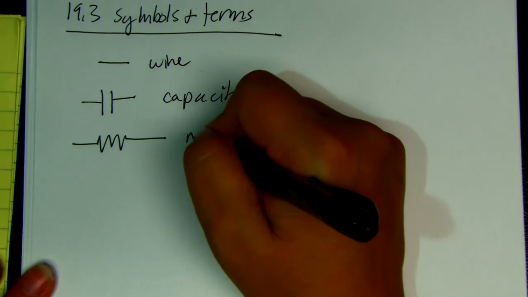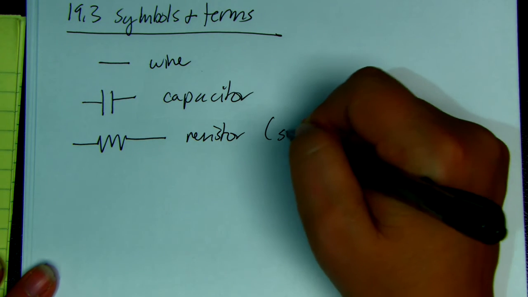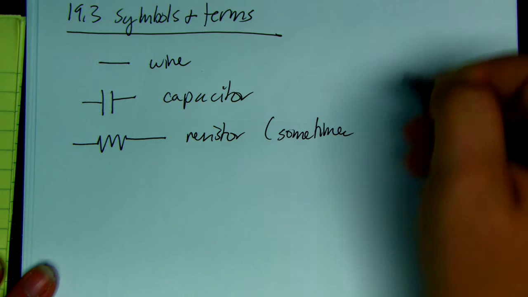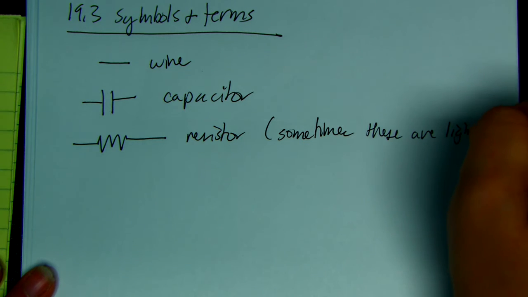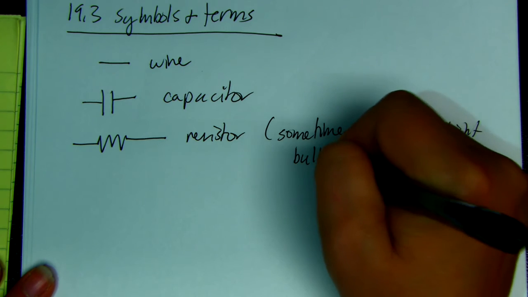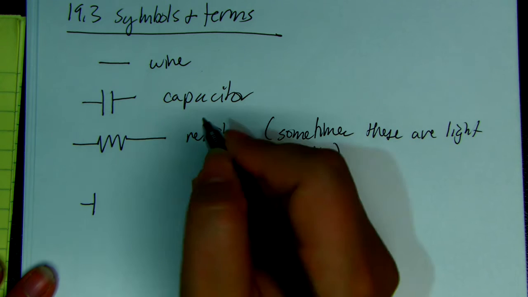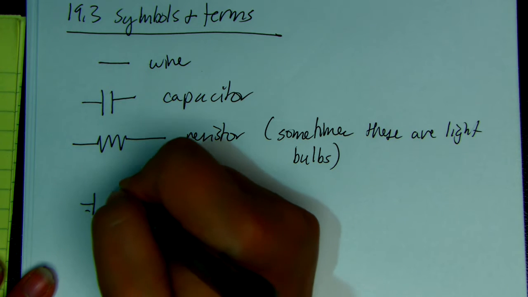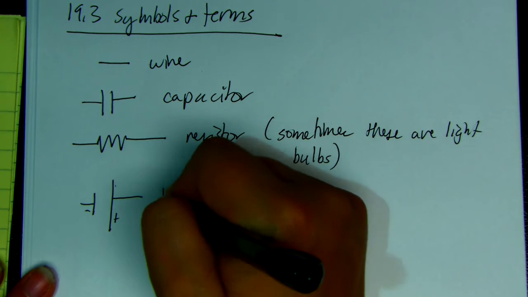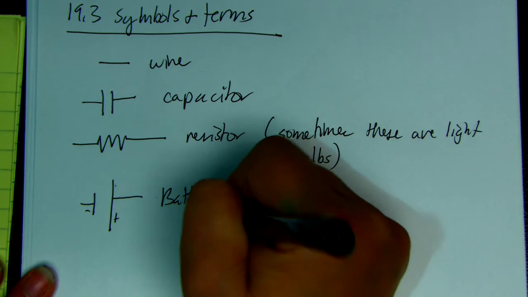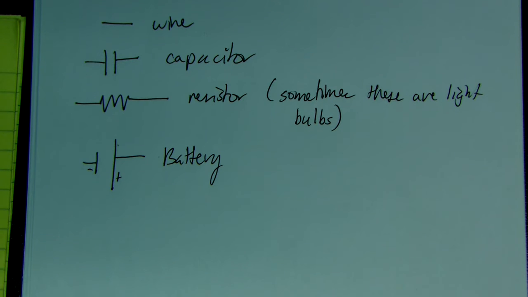This would be a resistor. And sometimes these are light bulbs, because light bulbs are resistors. And then batteries: you've got a short plate, which is the negative plate, and then a long plate, which is the positive plate. So this is a battery. Sometimes you'll see the positive and negative sign in there, and sometimes you won't.